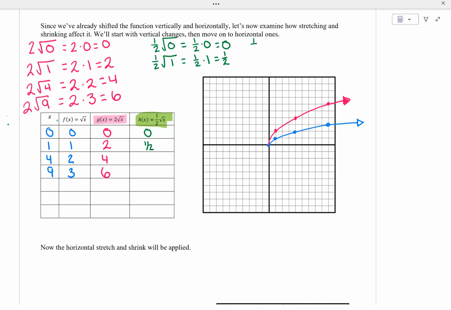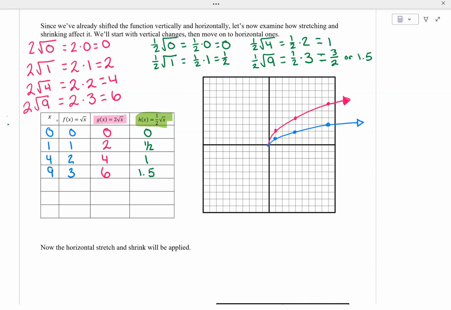Okay. 1/2 times the square root of 4. Well, square root of 4 is 2. Half of 2 is 1. 1/2 times the square root of 9. Well, the square root of 9 is 3, which gives us 3/2 or 1.5.